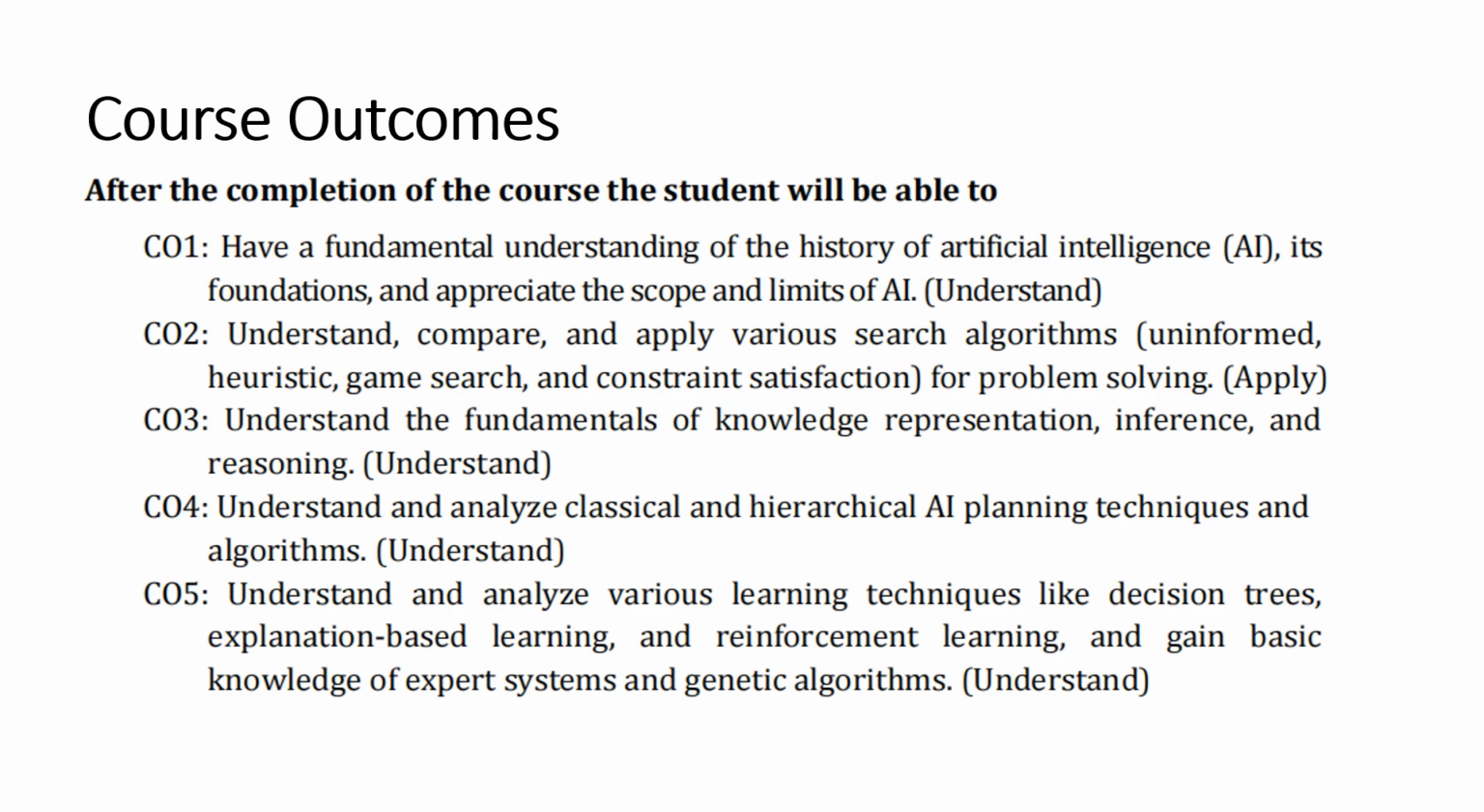And the fifth course outcome is learning techniques and intelligent systems. Students will be able to understand different machine learning techniques, including decision trees, explanation based learning, reinforcement learning, and also gain basic knowledge of expert systems and genetic algorithms. So students will be able to analyze how AI systems learn from data and experience. So this outcome introduces students to how machines improve performance over time.